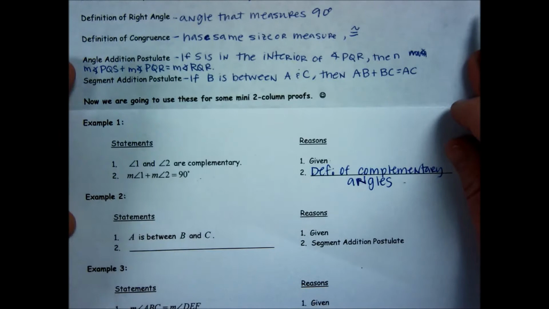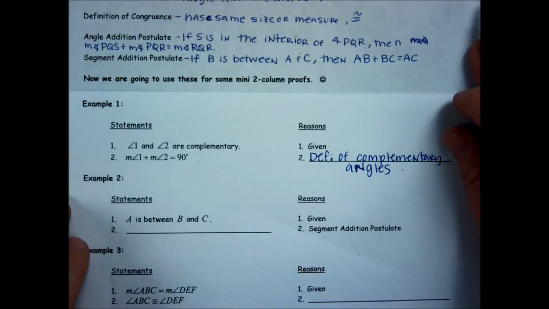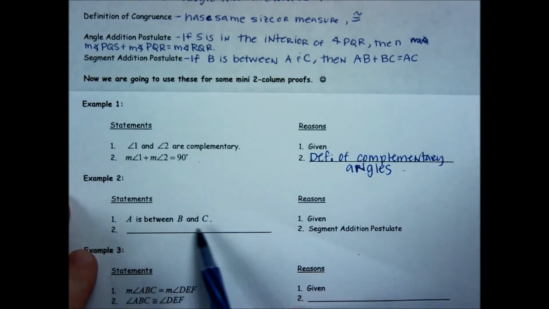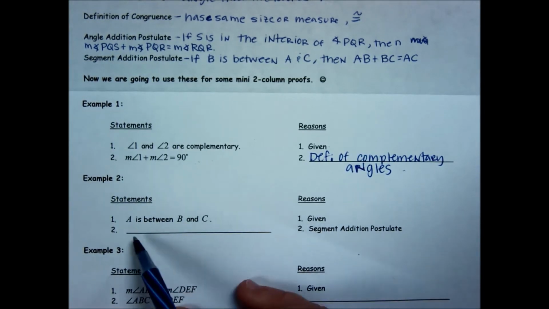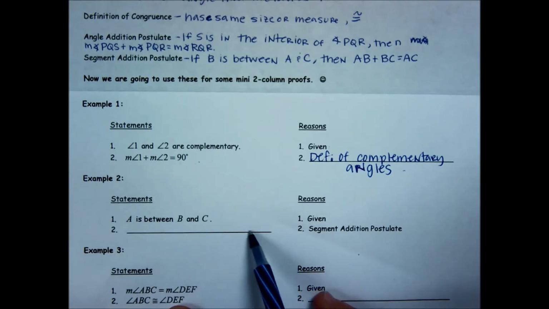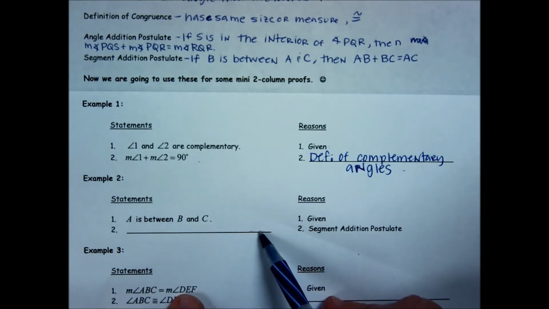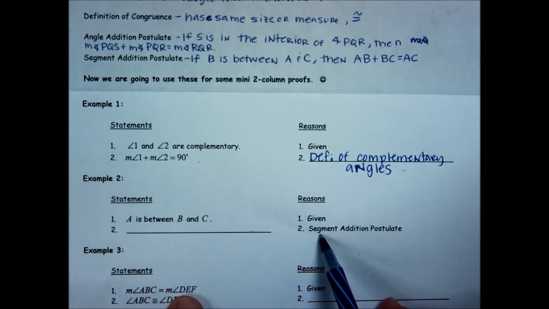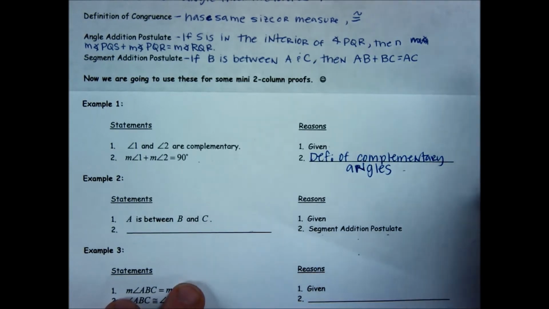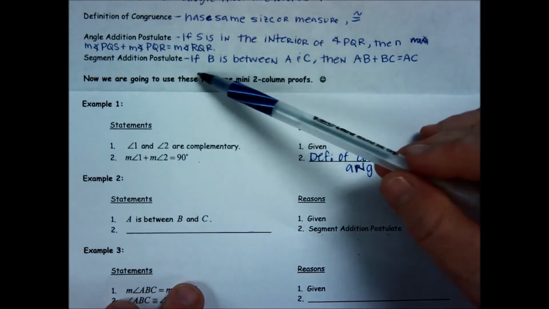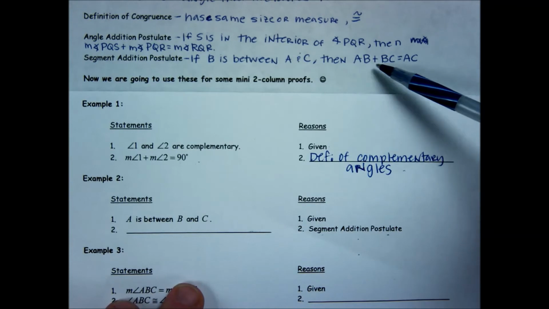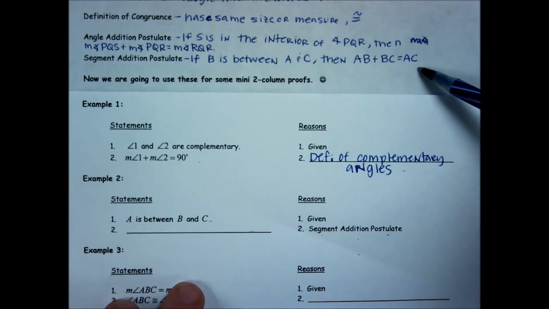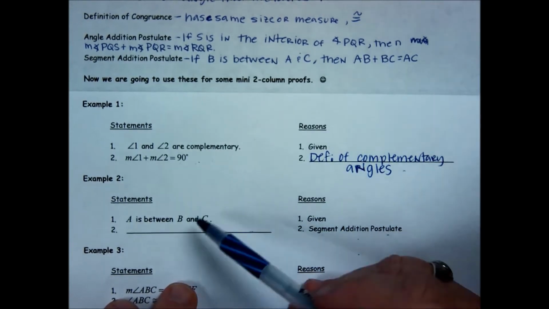Alright, let's look at number 2. Number 2 says A is between B and C, and that's what's given to us. So it asks us to make a statement after that. And the reason for our statement is the segment addition postulate. So I need to go back up to the segment addition postulate and see what it says. It says if B is between A and C, then AB plus BC is equal to AC.